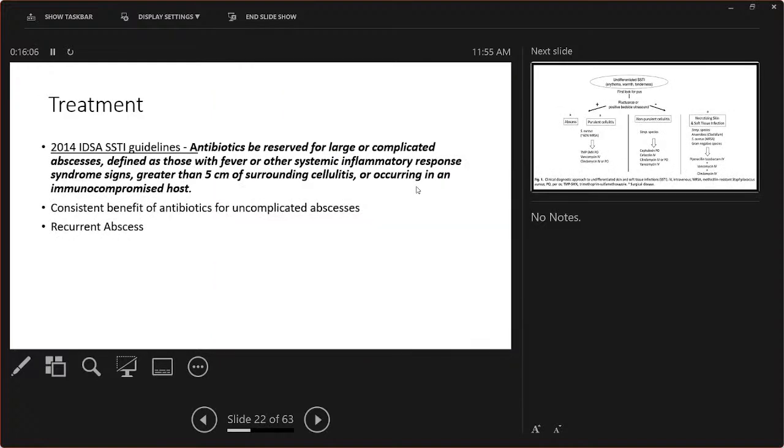So, treatment of abscess also includes antibiotics. According to the 2014 IDSA guidelines, antibiotics are reserved only for large and complicated abscess with systemic inflammatory response syndrome, or which is greater than 5 centimeters with surrounding inflammation, or if it is occurring in an immunocompromised host. But there are other studies which have shown consistent benefit of antibiotics for uncomplicated abscesses.